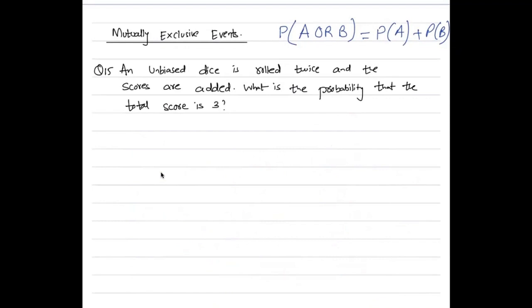An unbiased die. Guys, unbiased means fair dice. An unbiased dice is rolled twice and the scores are added. What is the probability that the total score is 3? Is it a six-sided dice or four-sided dice? It's a 6-sided dice. Okay. So a fair dice is rolled twice and the scores are added. What is the probability that the total score is 6?